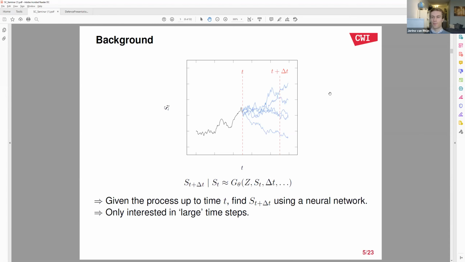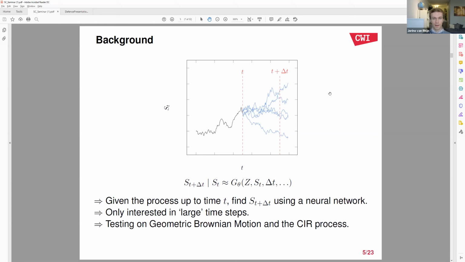So you could construct, for example, normally the blue lines with a Monte Carlo simulation. So you could use an Euler scheme to generate the blue lines. But what we want to do is get to time t plus delta t in a single step, or in just a few steps. And then we will do that with a neural network. So large here means a time step large compared to a time step you would typically need to provide an accurate discrete time approximation.